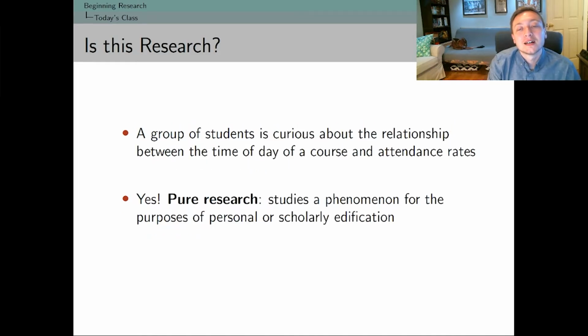Another example. A group of students is curious about the relationship between the time of day of a course and attendance rates. And believe me, as a professor, having taught courses in the early morning and late in the evening, I believe that there is probably a relationship here, right? Is this research? This is absolutely a kind of research, and that's what we might call pure research. It studies a phenomenon simply for the purposes of personal or scholarly edification. So this is not to prescribe any kind of policy change, right? It's simply to understand the phenomenon.